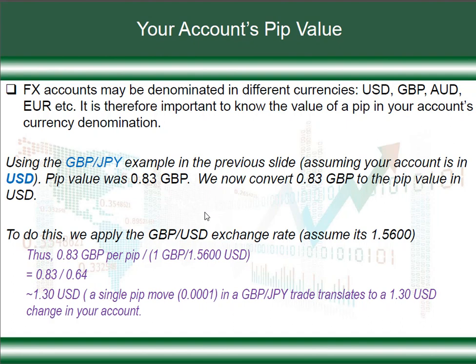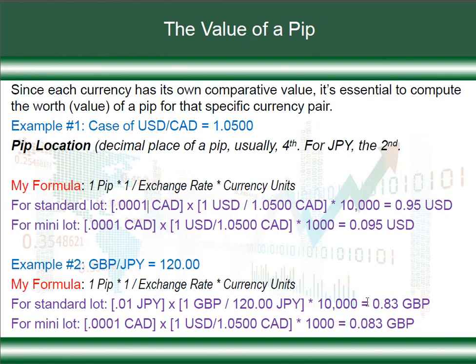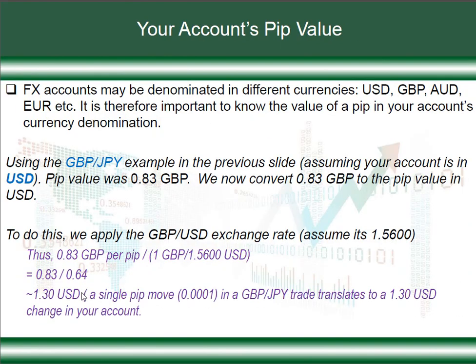Okay? To do that conversion, all you need to do is take your current pip value from the pair you are trading, the one we calculated before here. Okay? You take that value, then you divide that value by what is called a quotient. A quotient. So in this case, you have GBP, but you are converting GBP into what? USD.